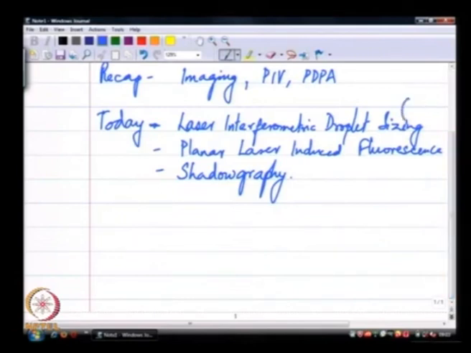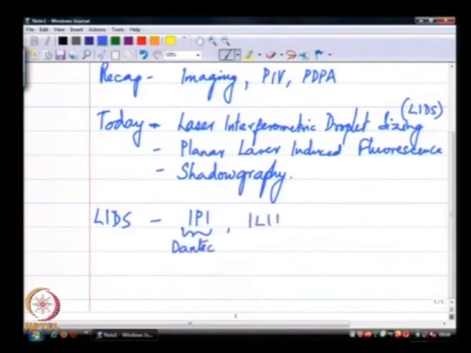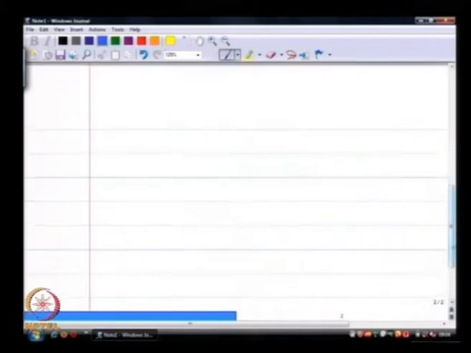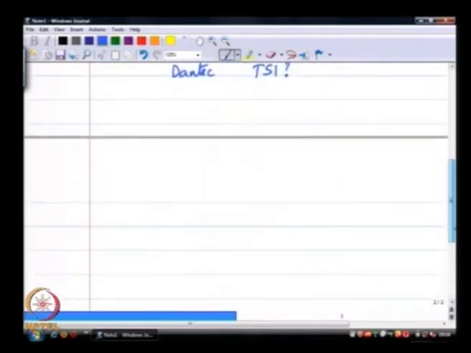Laser interferometric droplet sizing, I will use the acronym LIDS, is known by several acronyms commercially. IPI is an acronym that is used by a company called Dantec. ILIDS is an acronym that is used by, I believe, TSI, I am not sure, and there are other companies that make this as well. The basic principle of operation is similar to a PDPA in the sense that it takes advantage of coherence.